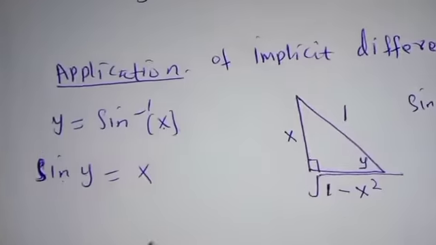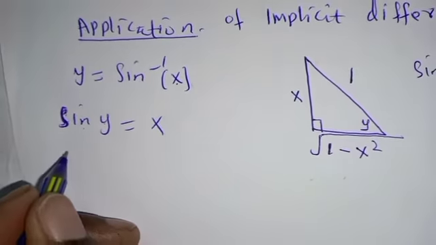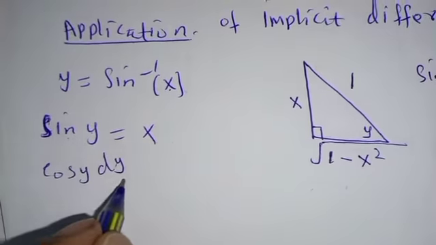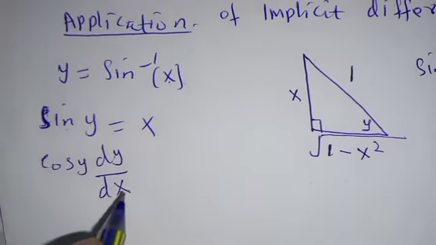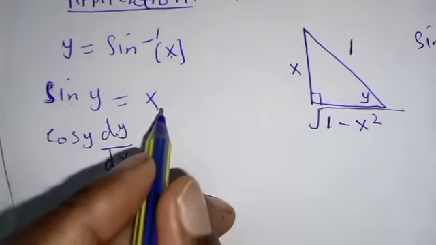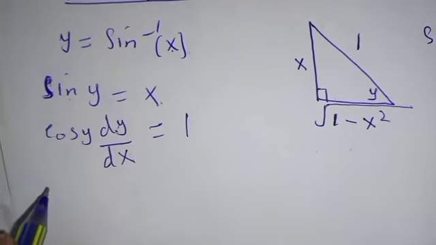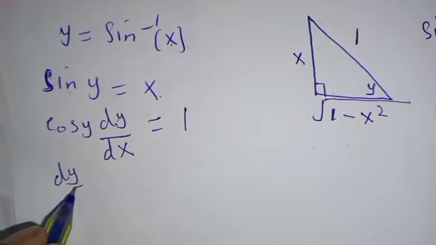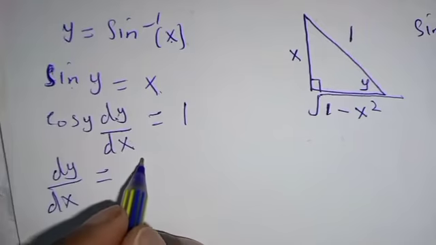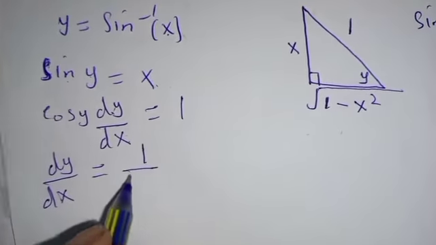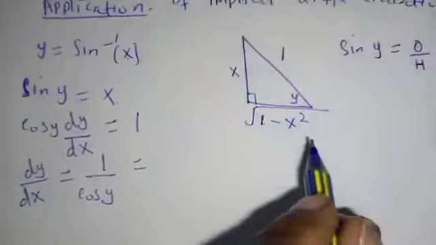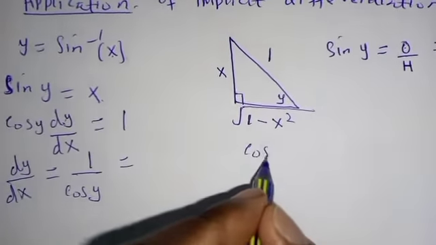So we differentiate this one here. Sine y differentiated will give us cos y dy/dx. But because it is an implicit function, we multiply by dy/dx. x differentiated is 1. So we divide by cos y on both sides, which gives dy/dx equal to 1 over cos y.